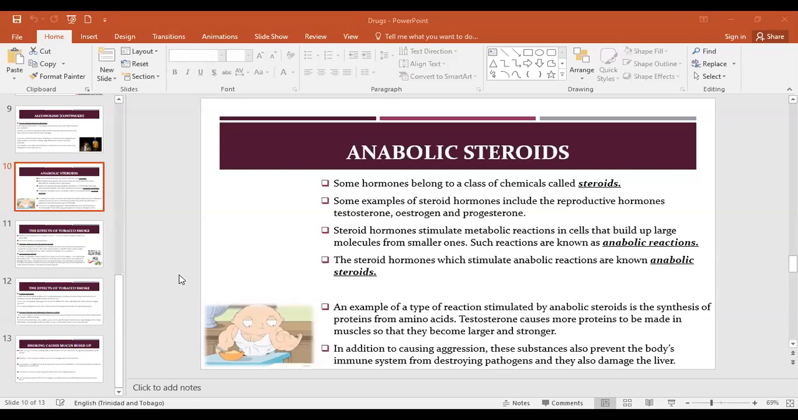Now, an example of a type of reaction that is stimulated by the anabolic steroids is the synthesis of proteins from amino acids, and the testosterone causes more proteins to be made in your muscles so that they become larger and stronger, like how Stewie looks here as a result of steroids. Not only do they cause aggression, as you would notice either by experience or by knowledge as well. Steroids tend to cause severe aggression in those taking it.